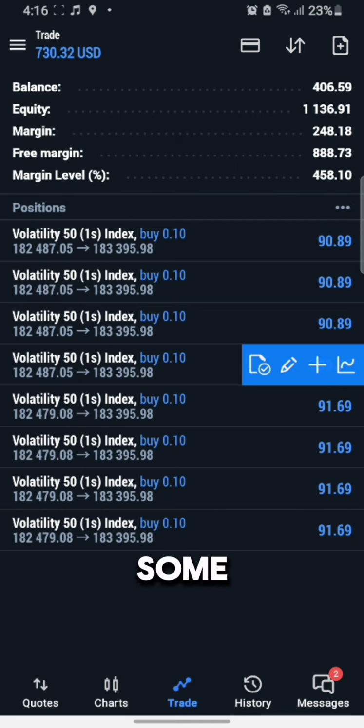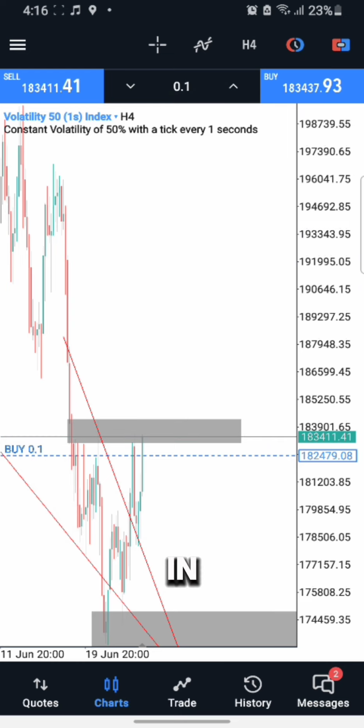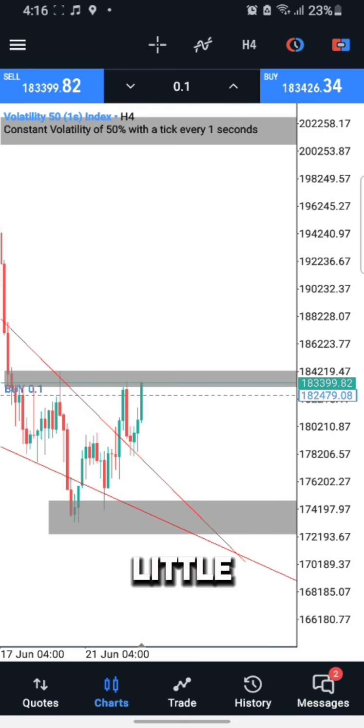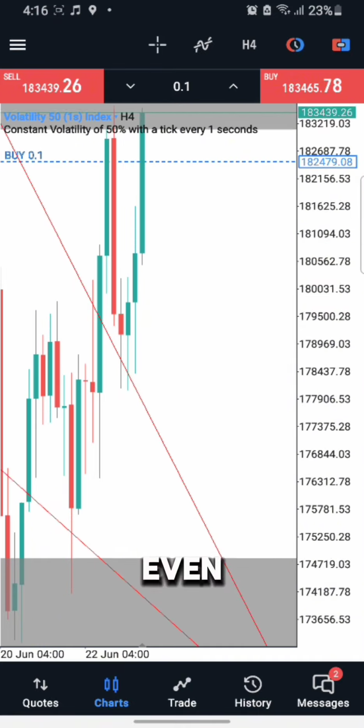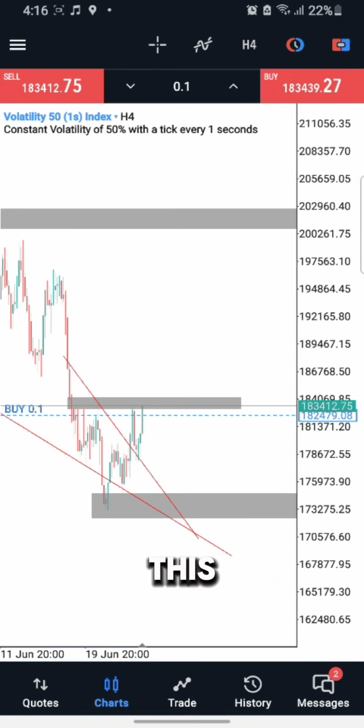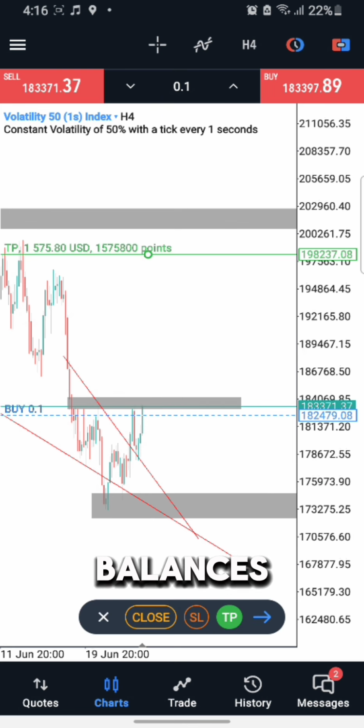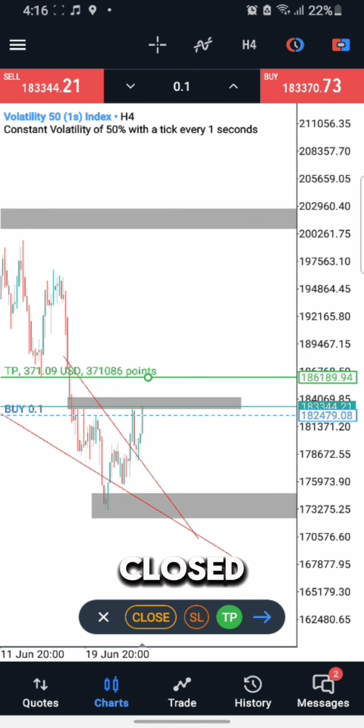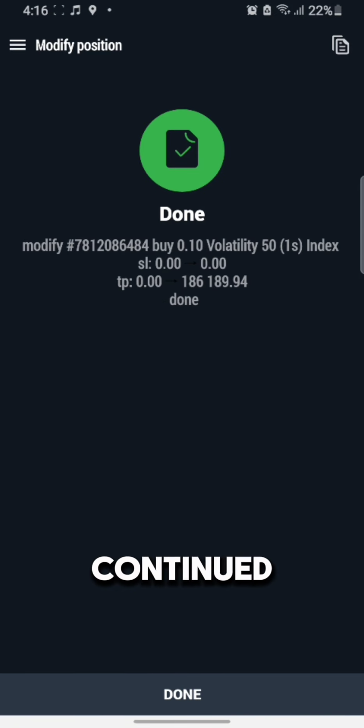And then after some time, as you can see, now our balance is in 406. So the market did a little bit of a retest, and it even closed some of my positions. This is why I didn't want to put a lot of positions, but however, we were lucky enough that the market didn't exhaust all the balances that I had. So it just closed a few positions, and then the market continued going up.